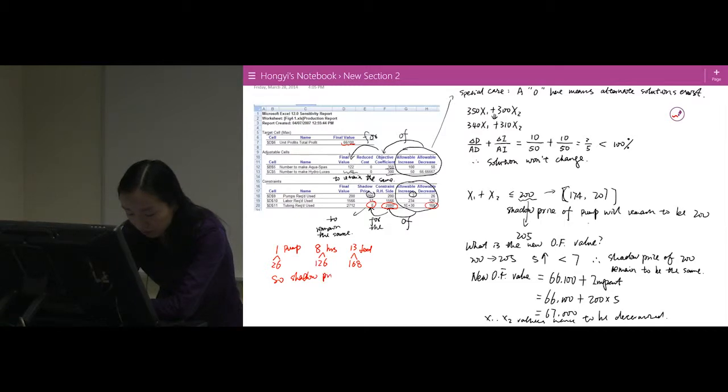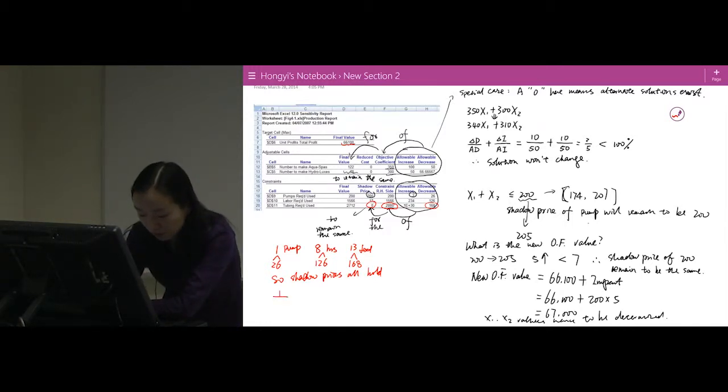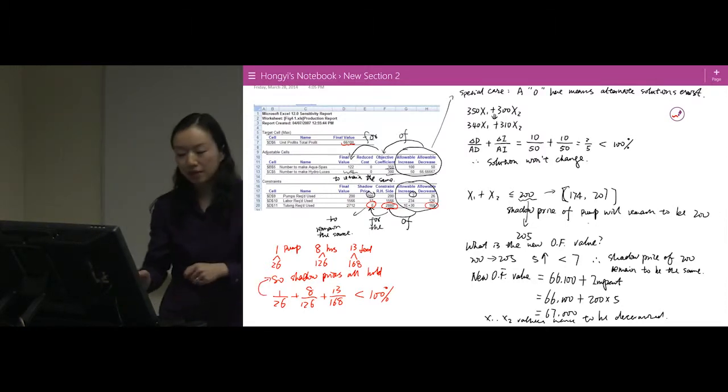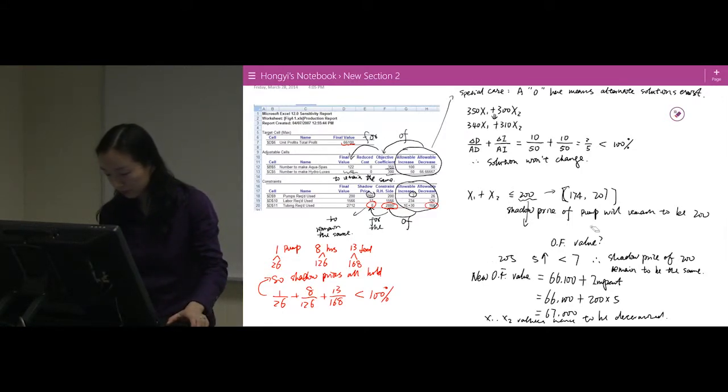Actually, for this one, it's a simultaneous change. We need to use that 100% rule. So let's use 1 divided by this, plus 8 divided by 160, plus 13 divided by this. It is less than 100%. So the total is under 100%, so the shadow prices will all hold. Then I'm going to wipe those parts.